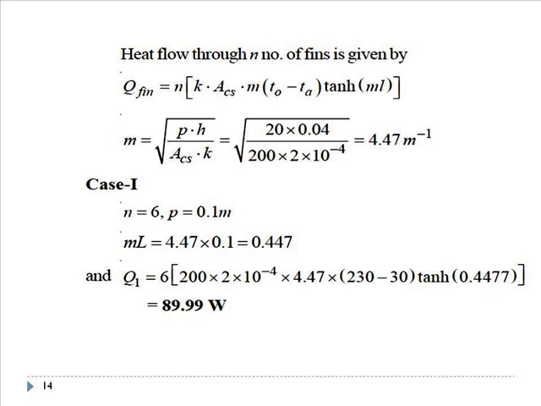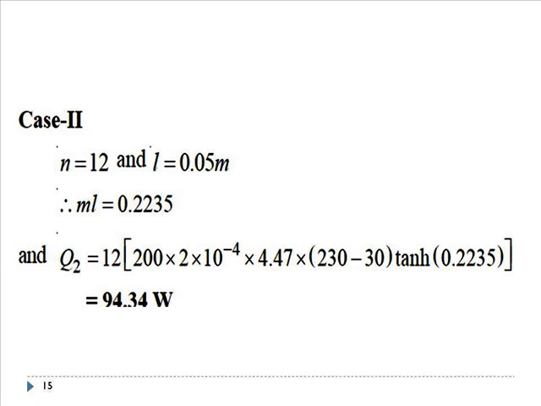And now we have to find out the value of Q2 when we consider the second case. For the first case, the heat dissipation is 89.99 watt. Now we will go for the second case where 12 fins are there with length 5 centimeter, that is 5 into 10 power minus 2 meter. In that case, the value of m into L is 0.2235. Based on that, when we consider the heat dissipation Q2, you can see, friends, that value is 94.34 watt.